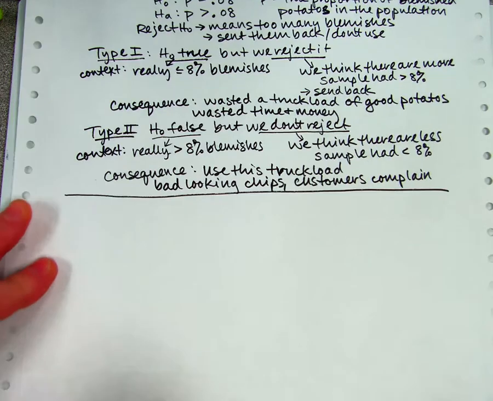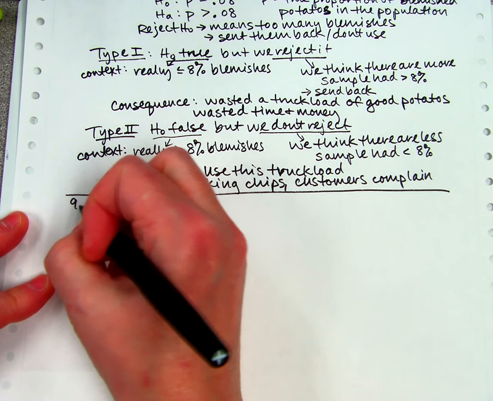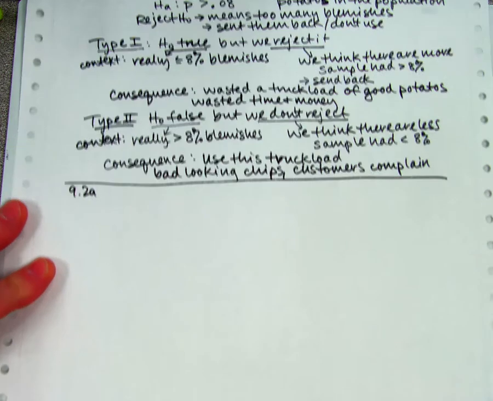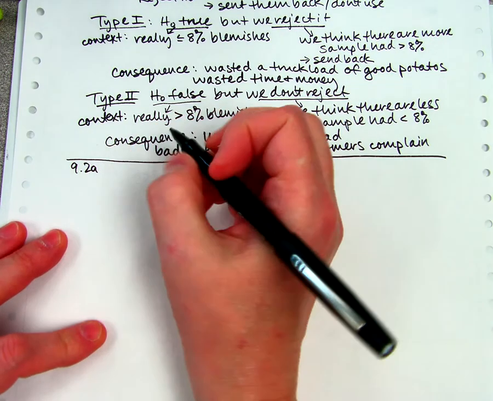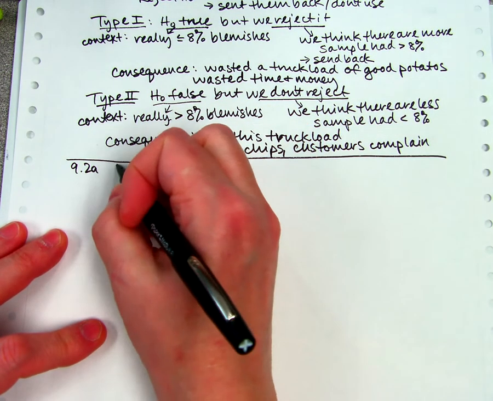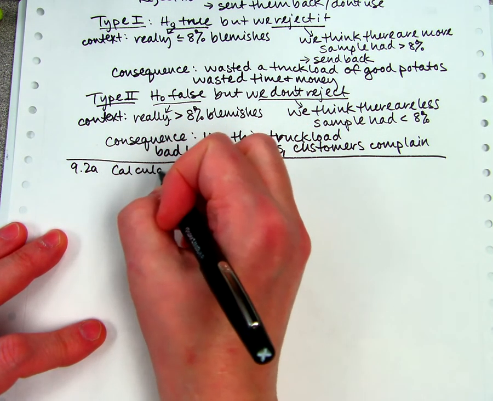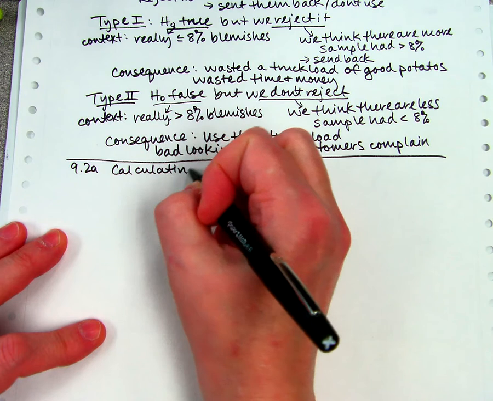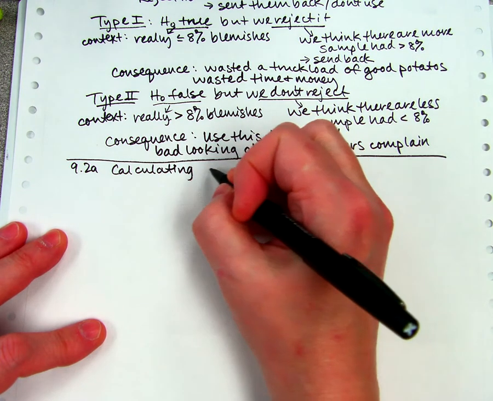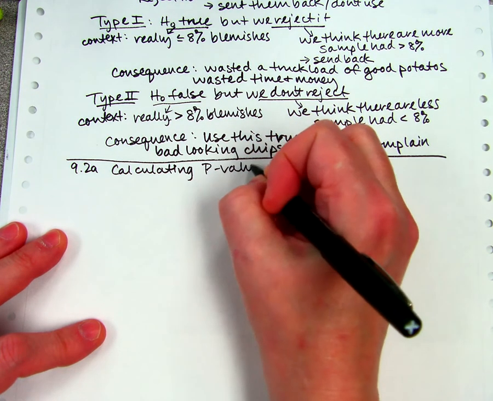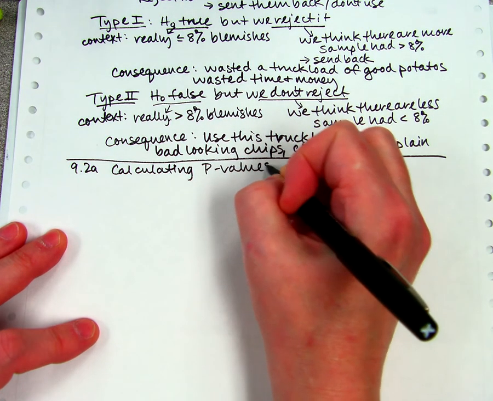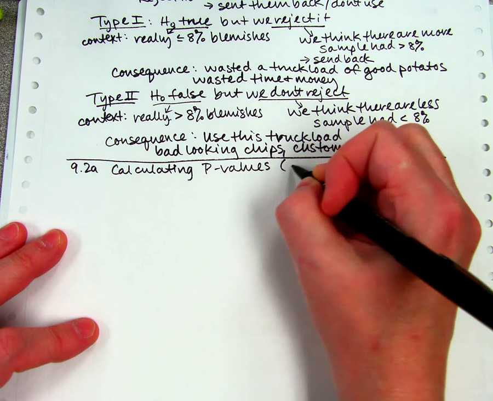All right, lesson 9.2a. It's not actually very long what we need to do for this. So we're going to talk about, finally, how to calculate the p-value. I've hinted at it, but we haven't actually done it much yet. So calculating p-values, we're going to start with proportions because that's what 9.2 is about. We'll come back to means in 9.3.